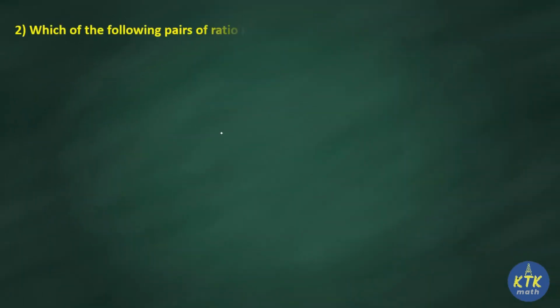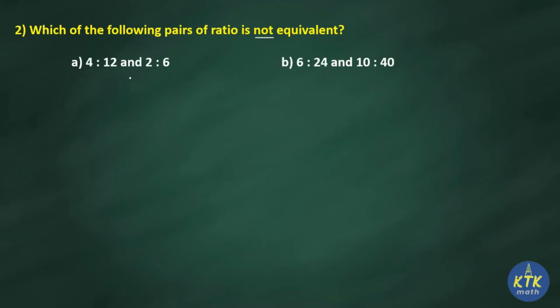Now question number 2, which of the following pairs of ratio is not equivalent? So they are asking which of the following pair of ratios is not equivalent. So check out the options there. They gave 4 options: 4:12 and 2:6, 6:24 and 10:40 and so on.